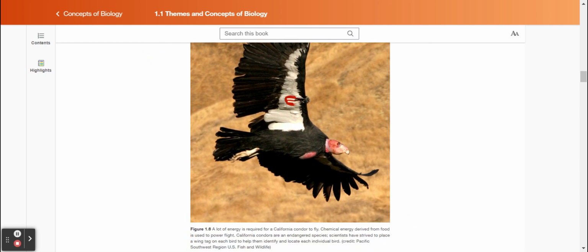Figure 1.6. A lot of energy is required for a California condor to fly. Chemical energy derived from food is used to power flight. California condors are an endangered species. Scientists have strived to place a wing tag on each bird to help them identify and locate each individual bird.